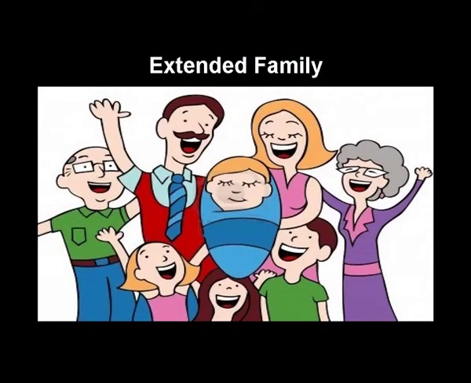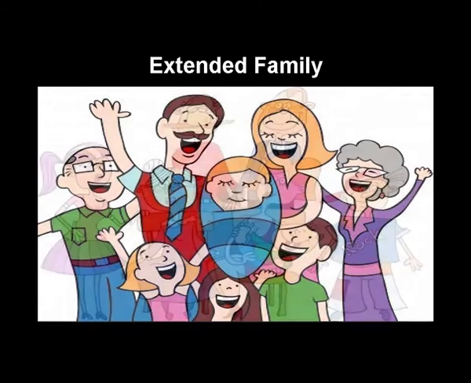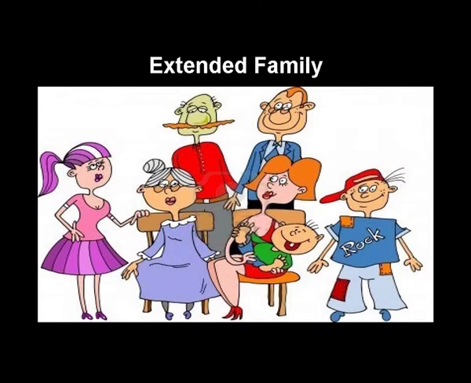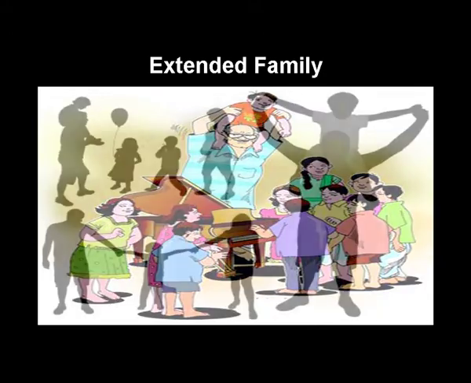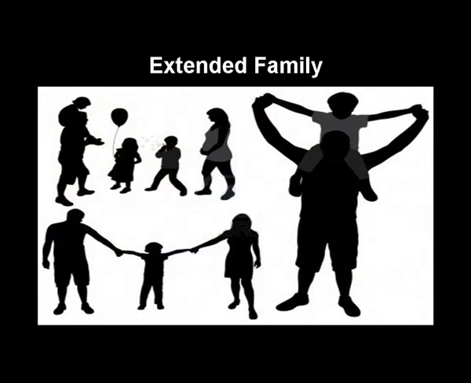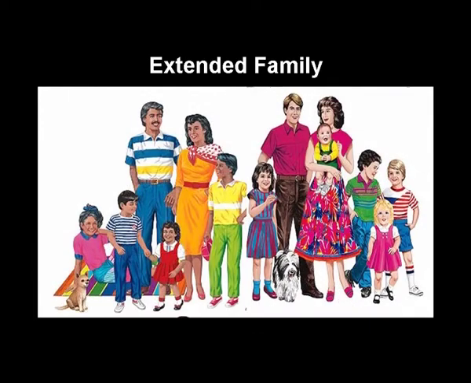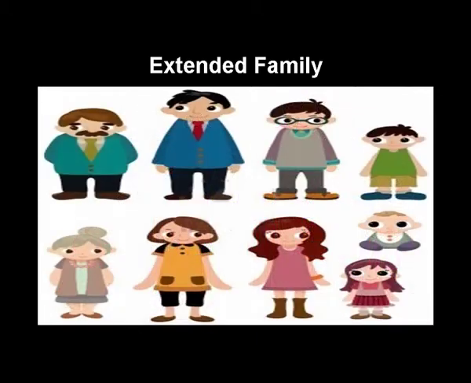The third type is extended family. The extended family consists of parents, children and some other members who are related by blood or marriage. Other members usually include a parent, one of the siblings and his or her family. Often this type of family is viewed as a merger of several nuclear families.